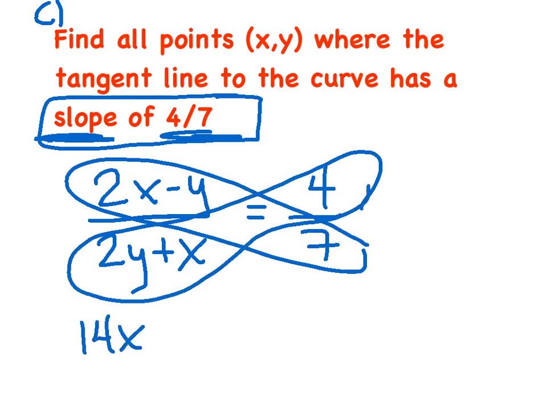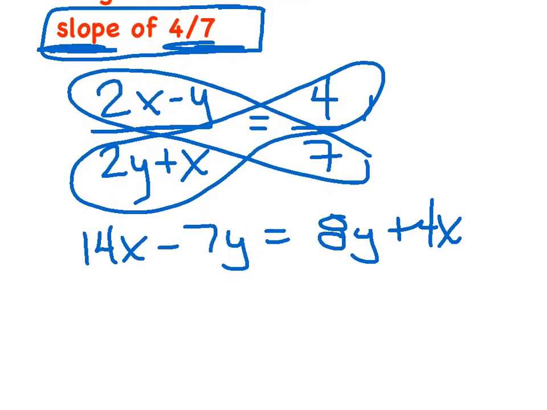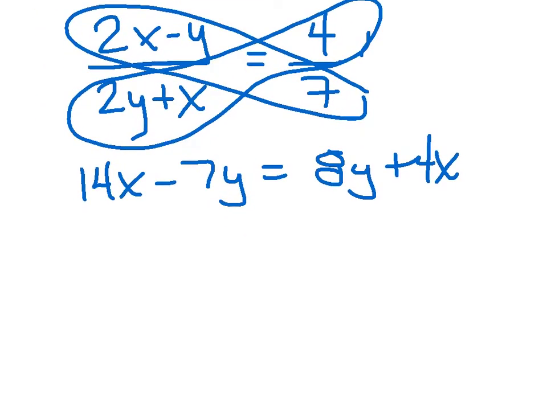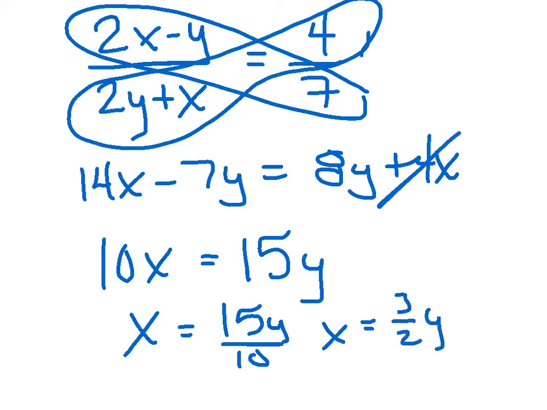So that gives me 14x minus 7y equals 8y plus 4x. You can solve for x or y. I'm just going to clean it up and see what turns out to be easiest. If I subtract the 4x over, that gives me 10x. If I add the 7y, that gets me 15y. Guess it doesn't really matter at this point. I'm going to say x equals 15y over 10, or x equals 3/2 y.